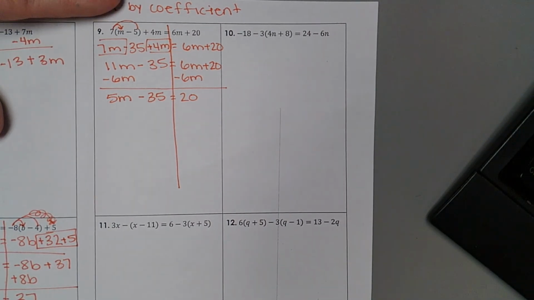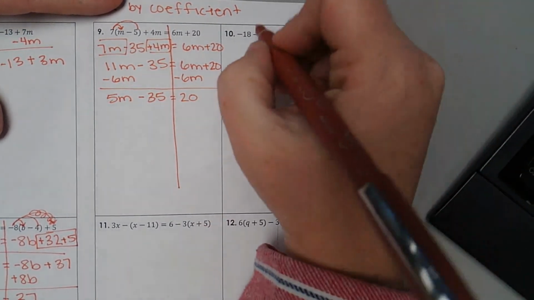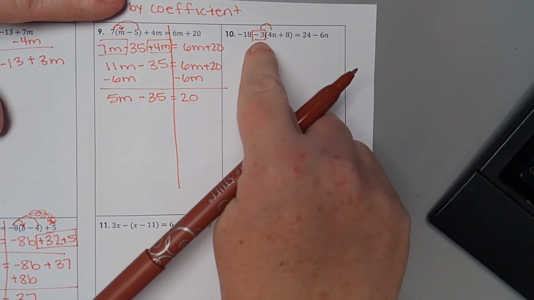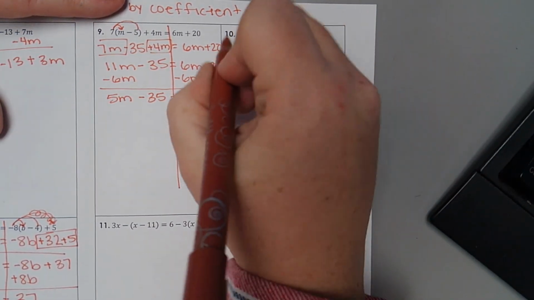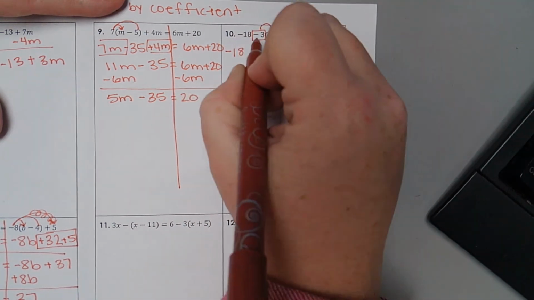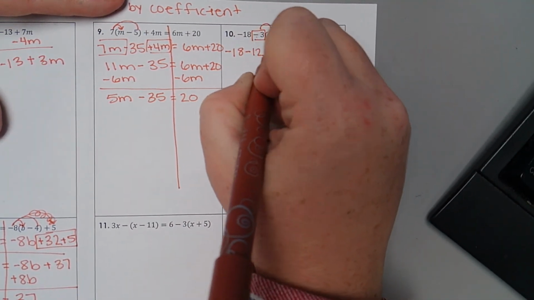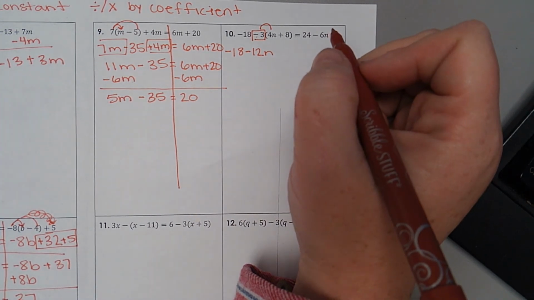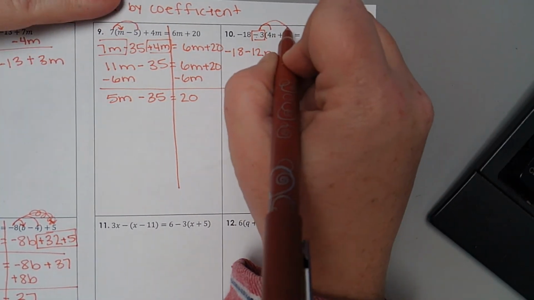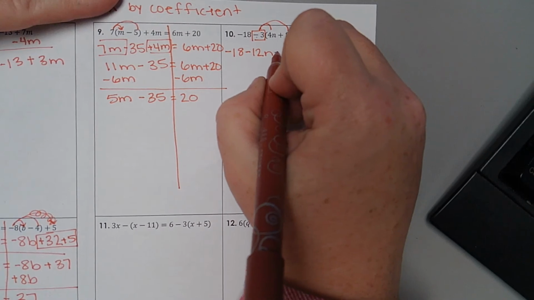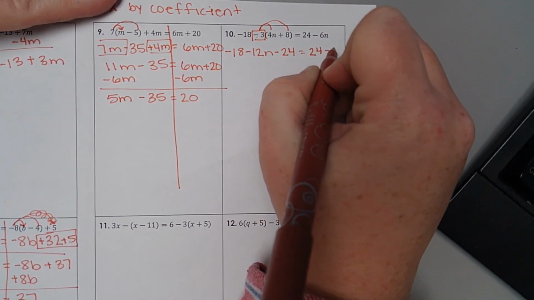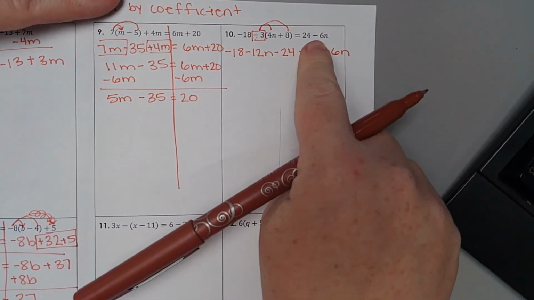Number 10. I have parentheses, so I need to multiply. There's a negative in front of this 3, so the whole thing's negative 3 times 4. First, I'm going to bring down my 18 so I don't forget it. Negative 3 times 4 is negative 12n. Then I have negative 3 times 8, so negative 24 equals 24 minus 6n, because there's no parentheses, nothing to multiply.